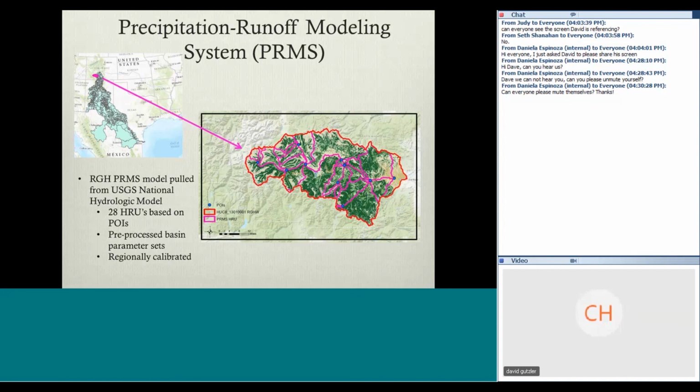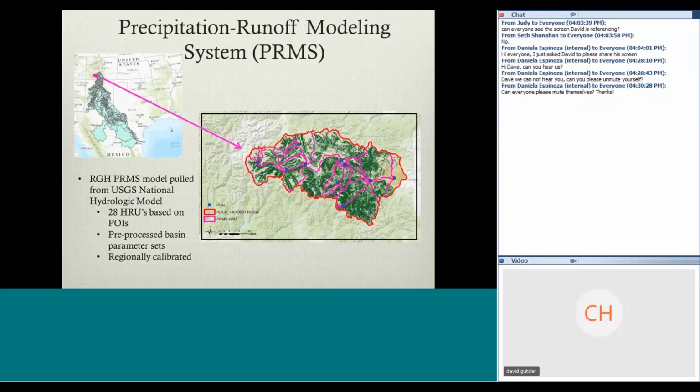All right, thanks, Graham. So the USGS has a surface water model called the Precipitation-Runoff Modeling System. They've developed a national hydrologic model, which covers the conterminous U.S. and parts of Alaska, where they've pre-processed a lot of these basin parameter sets by HRU, and you can pull out specific areas of the model.